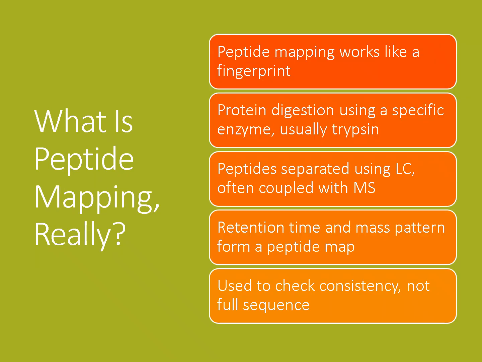Peptide mapping works very much like a fingerprint. The protein is digested using a specific enzyme, most often trypsin. The resulting peptides are separated by liquid chromatography, often coupled with mass spectrometry. The pattern of retention times and masses forms a peptide map that reflects consistency.